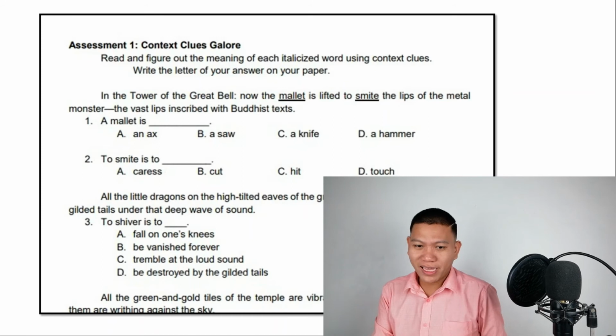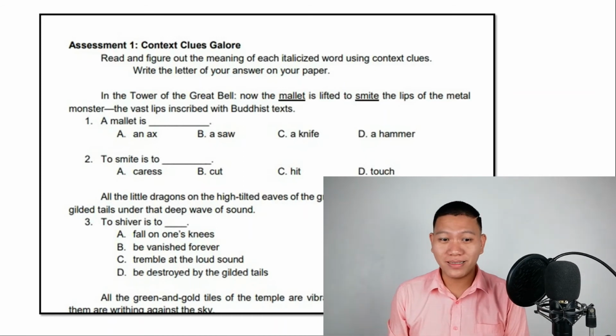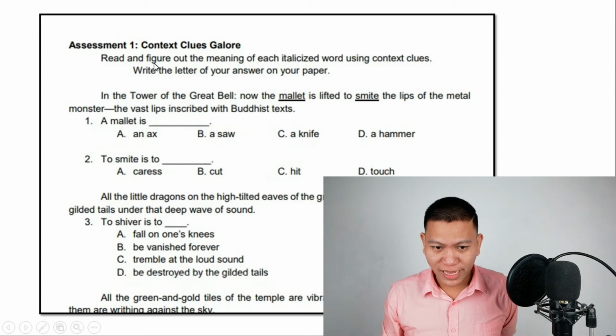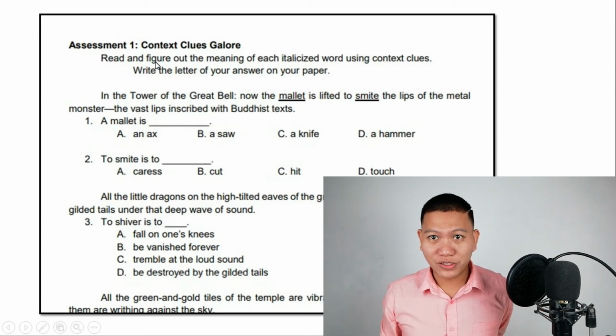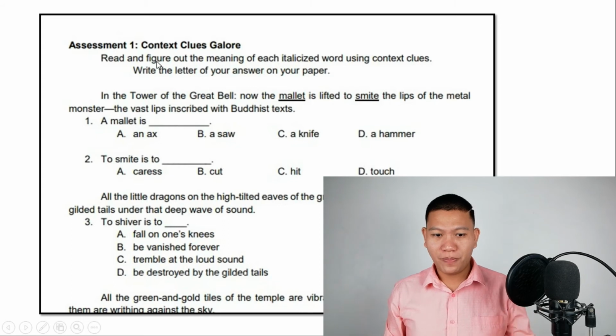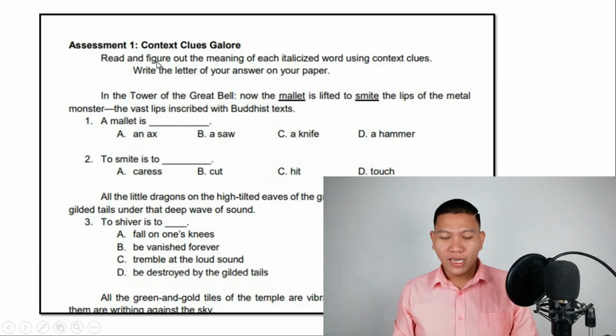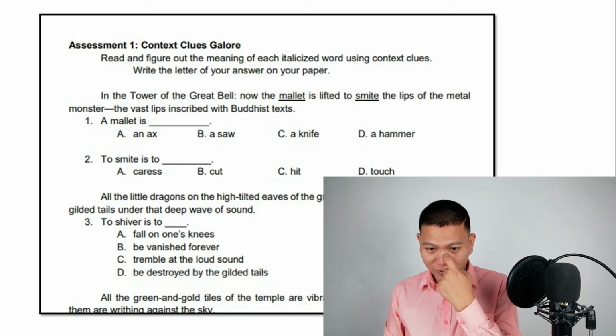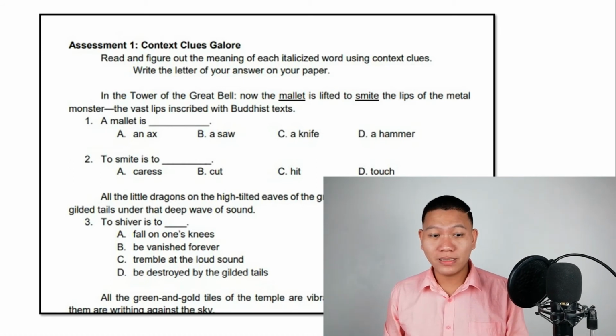So let us define the words you identified in the puzzle. So you have to read and figure out the meaning of each italicized word. Write the letter of your answer on your paper. Number 1. In the tower of the great bell, now the mallet is lifted to smite the lips of the metal monster, the vast lips inscribed with Buddhist texts.